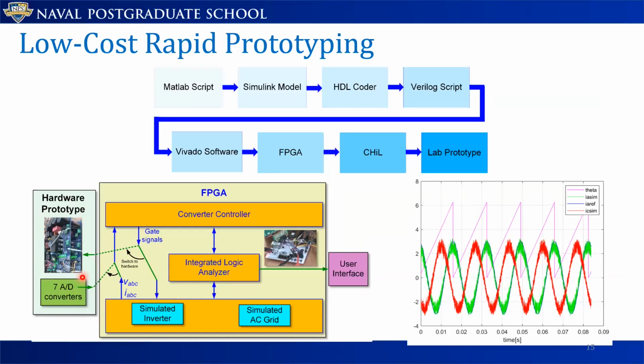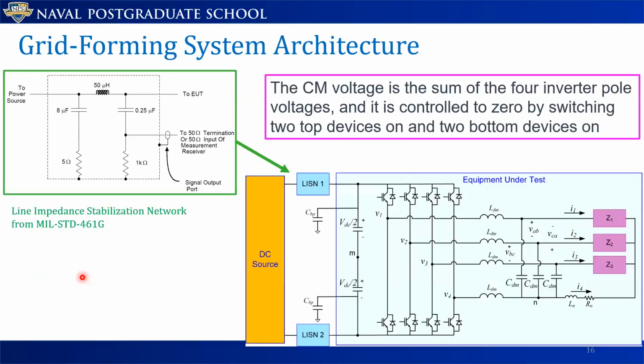So this allows us to do quick prototyping and also inexpensive prototyping. So let's talk first about the grid forming converter. The architecture is the same as I showed in the previous slide: DC input and AC output with a load that can be balanced or unbalanced.